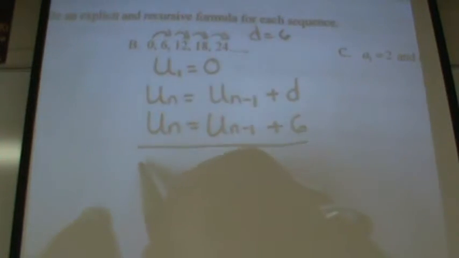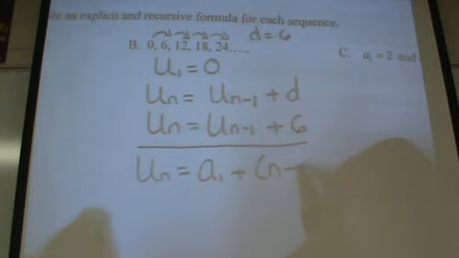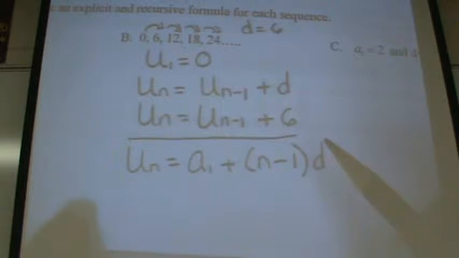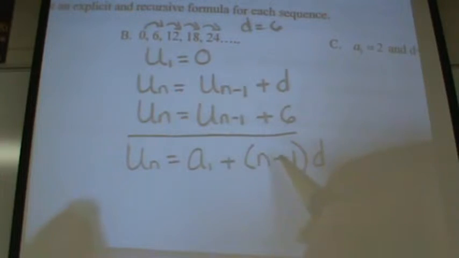The explicit formula looks like this. You have to know the first term, and you add n, which is the term you're looking for, minus 1 times the common difference. In these problems, they just wanted you to write a rule, so that if you wanted the 100th term, you can just plug a 100 in here, whatever term you're looking for. You don't have to go in order.